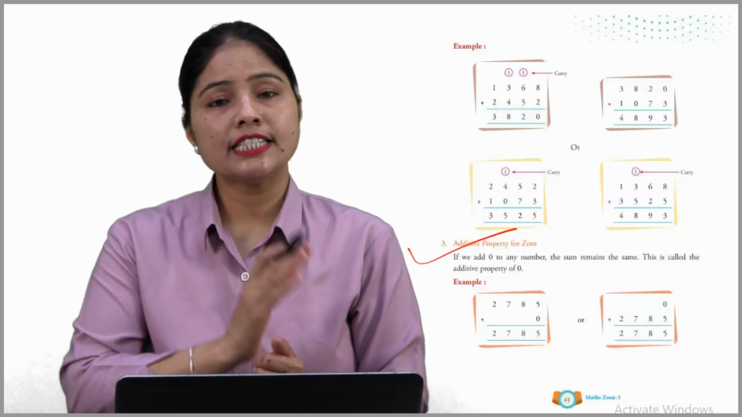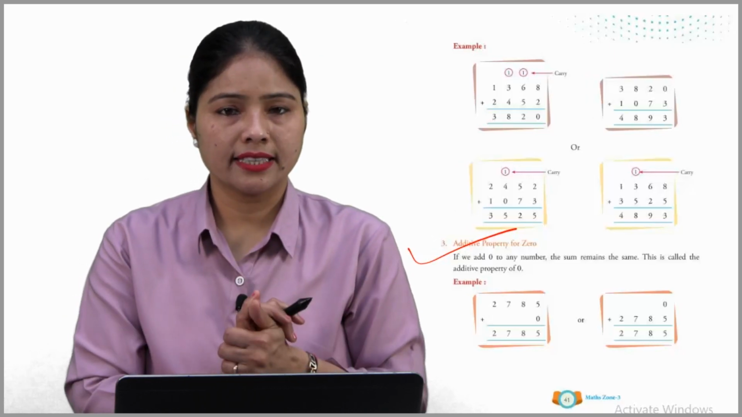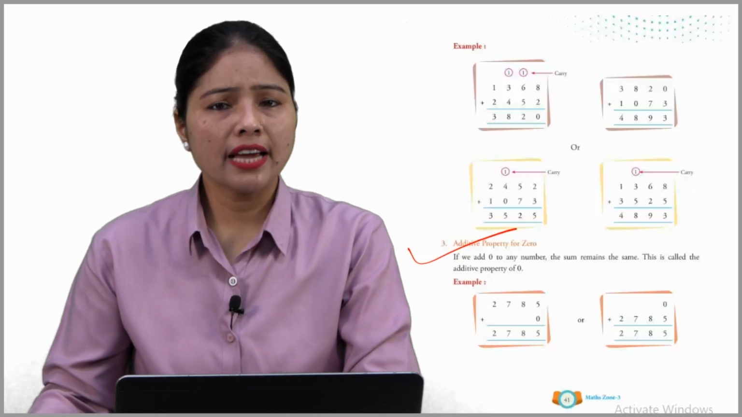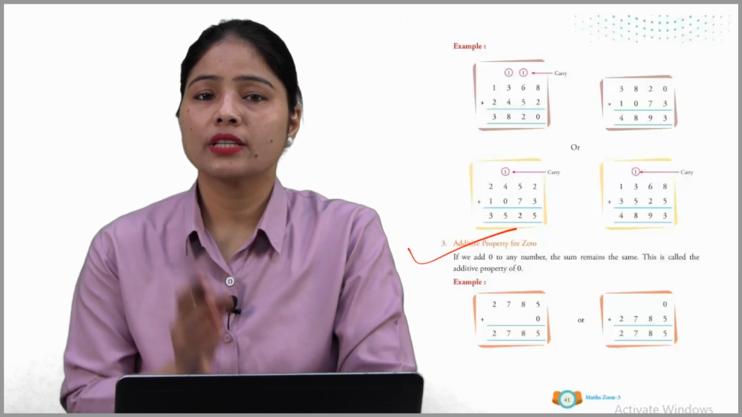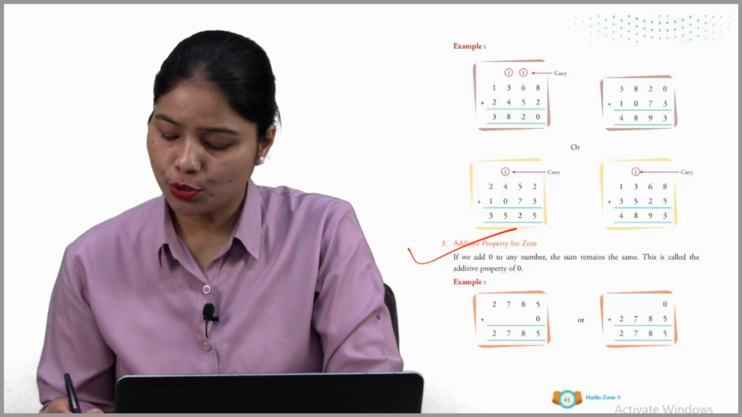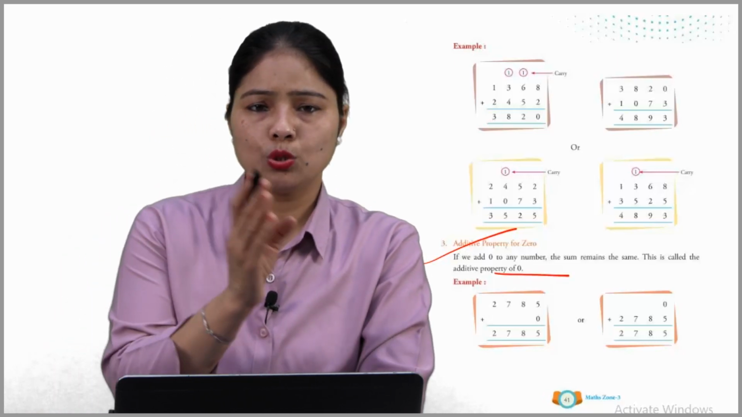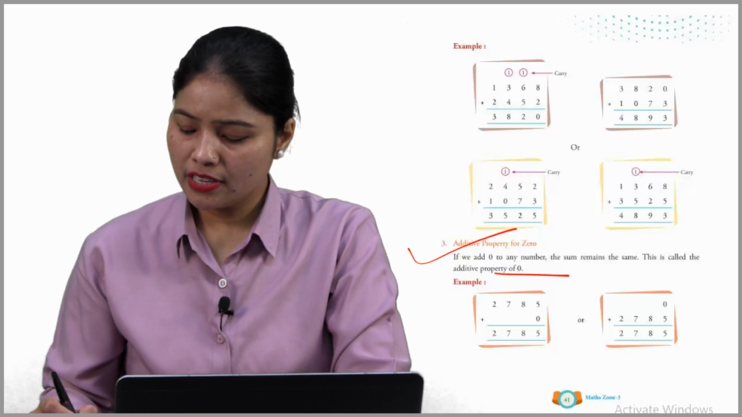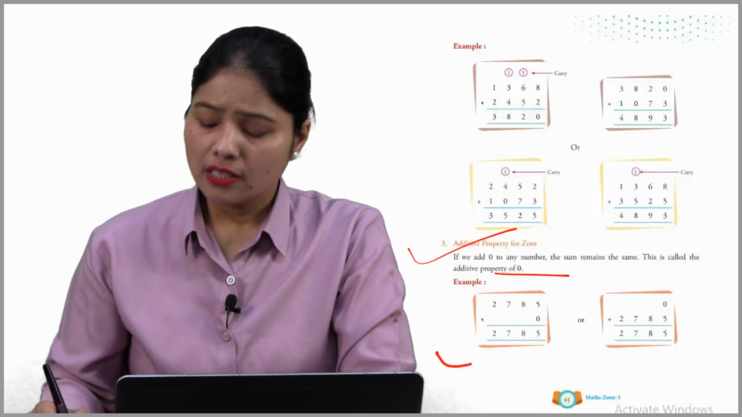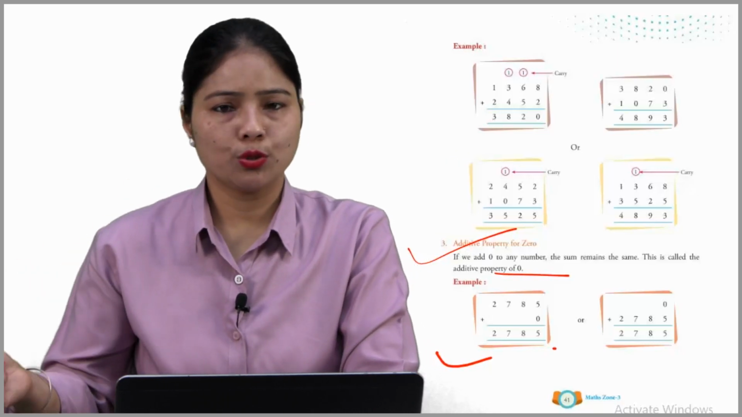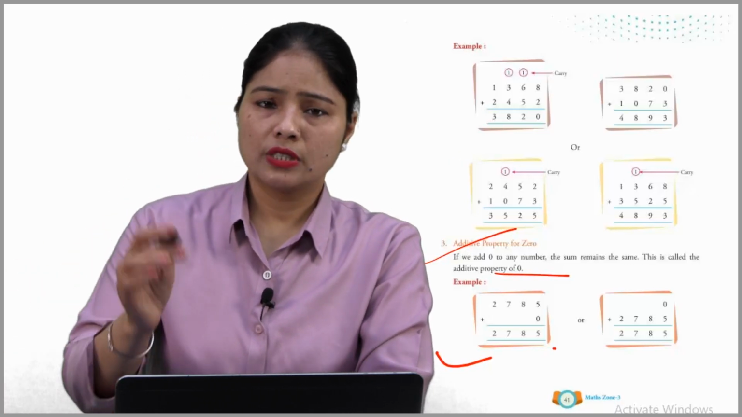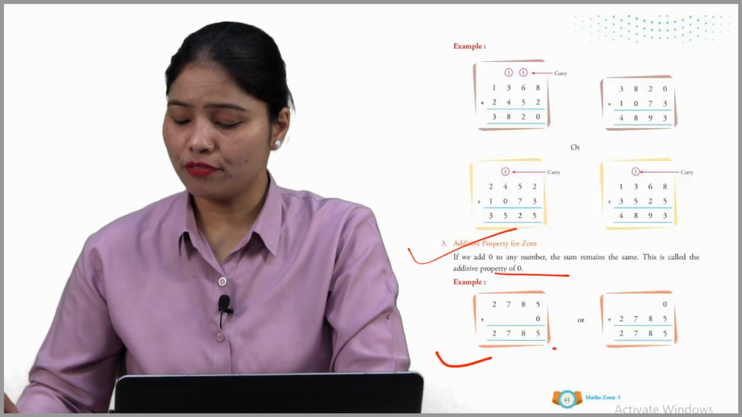Zero means if we add zero to any number, the sum remains the same. This is called the additive property of zero. Here it is given 2785, and if you add 0 with that, the answer will remain the same, because 0 has no value. So this is the rule of that one.